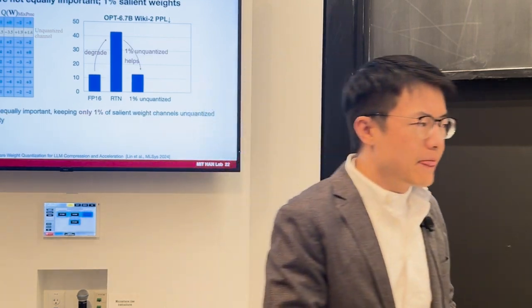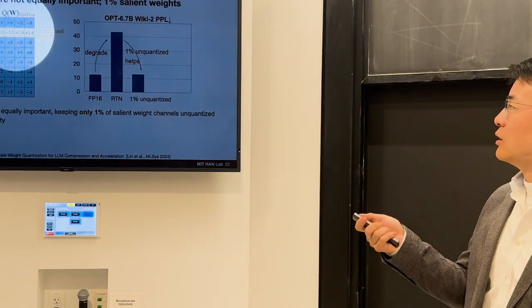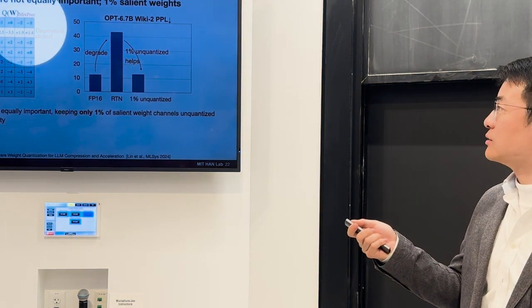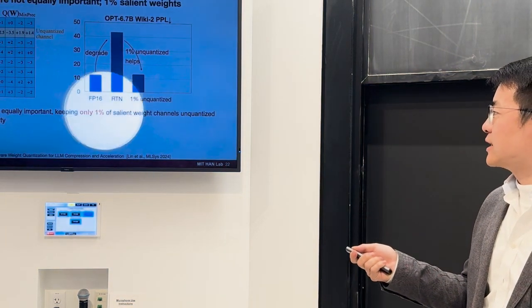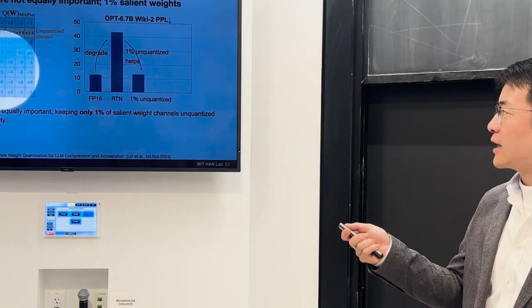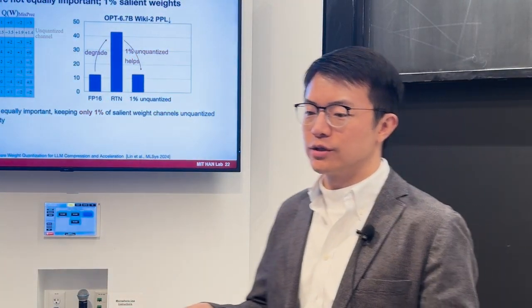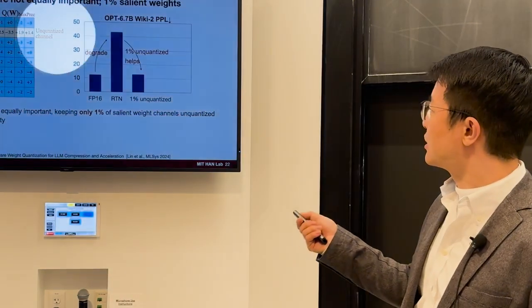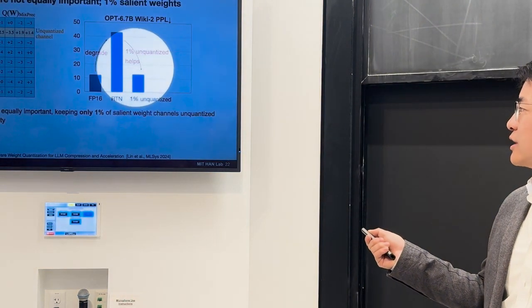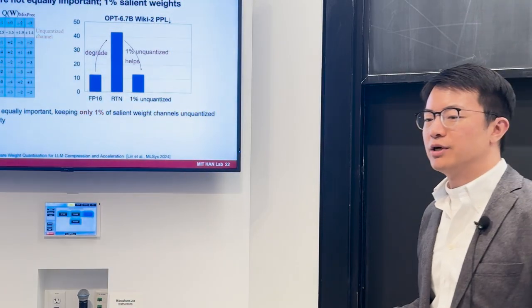So what do we do? Interestingly, we find just preserving one row, in this case 1% of the salient weight channels unquantized, can greatly improve the perplexity. Just keep 1% of the channels unquantized, and we can save the perplexity. And you can see immediately the perplexity is reduced when having 1% of the weights unquantized.